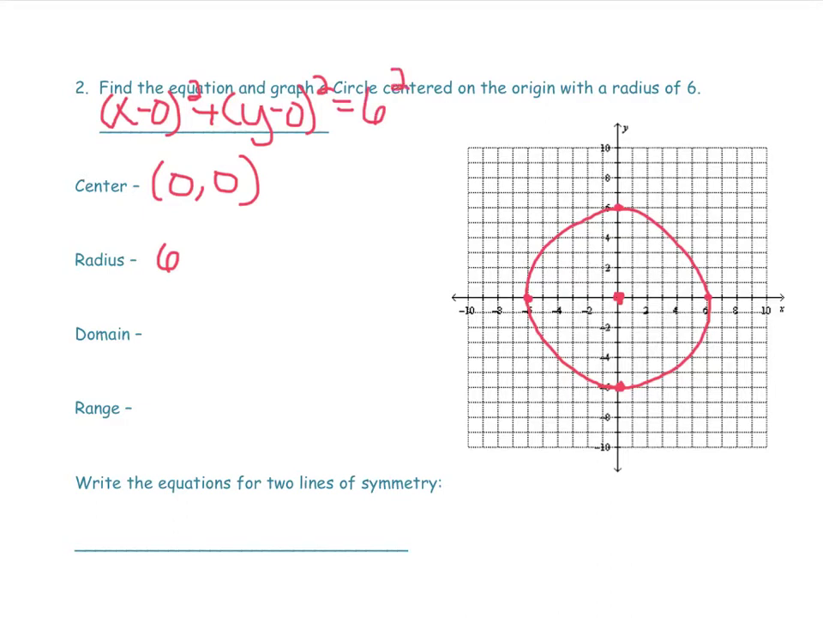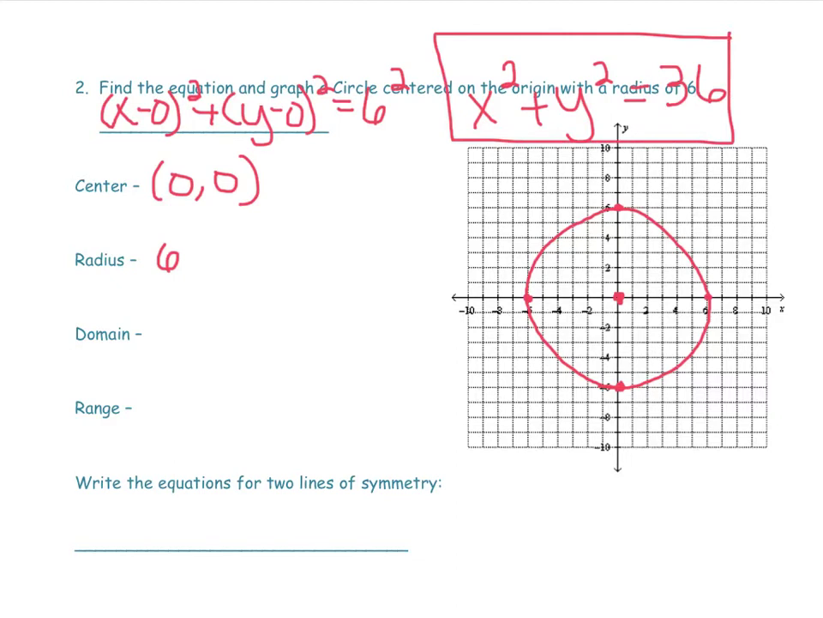Because our h and k values are zeros, we could actually simplify this. And so it would simply be x squared, because x minus 0 is x, plus y squared, because y minus 0 is y, equals 36. So this would be the equation for this circle.